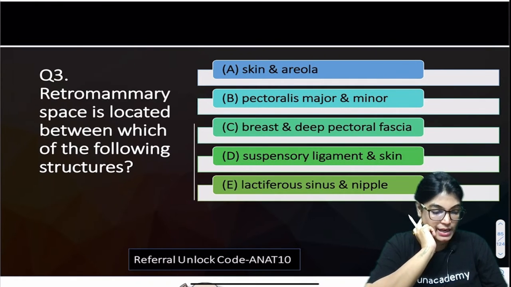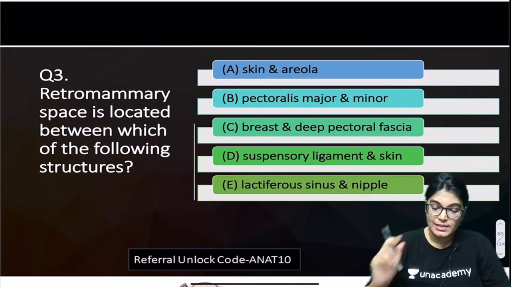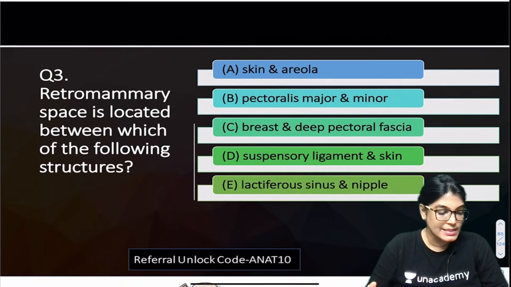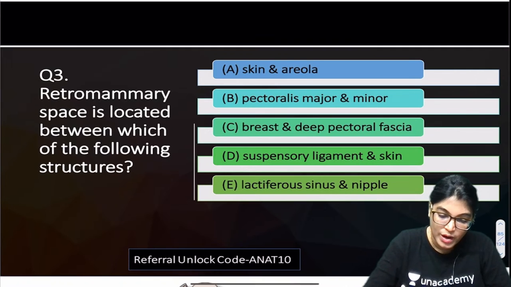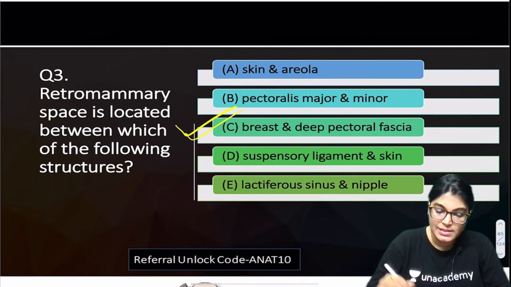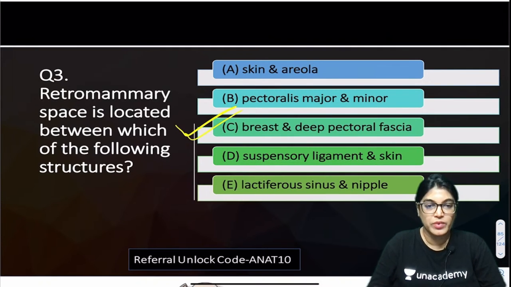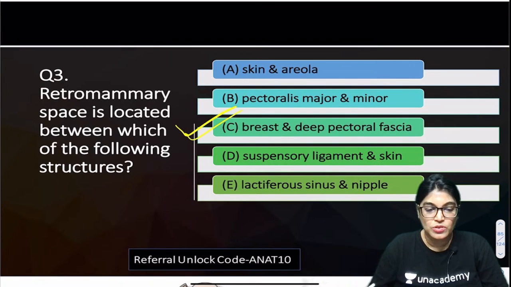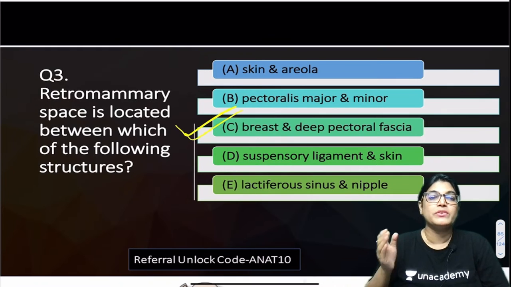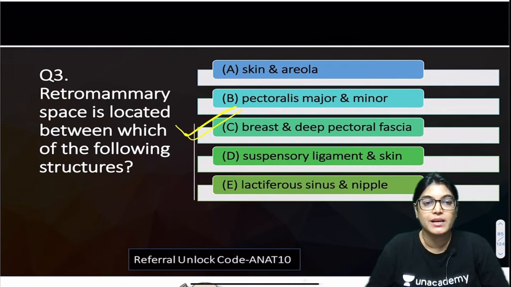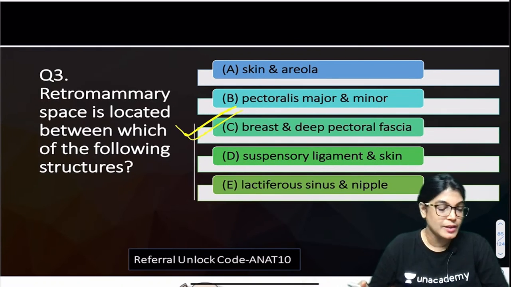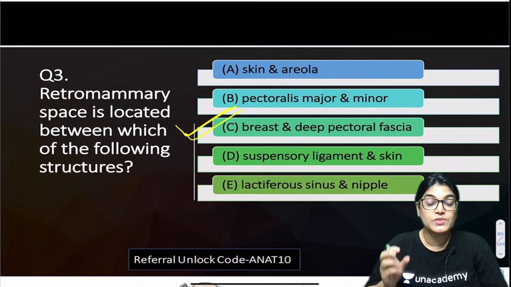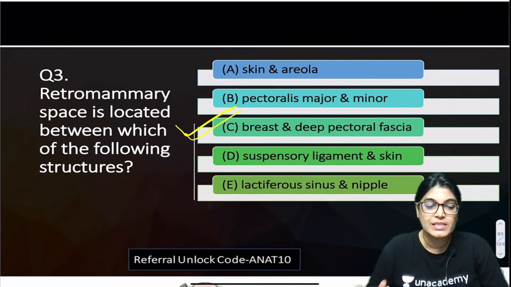So what is the correct answer then? The correct answer is C. Most of you are absolutely right. The correct answer is C, that is, breast and deep pectoral fascia. The area lying between the breast and the deep pectoral fascia is designated as the retromammary space, and this retromammary space is filled with which structure, anyone? It is filled with loose areolar tissue which separates the breast from the pectoralis major muscle.